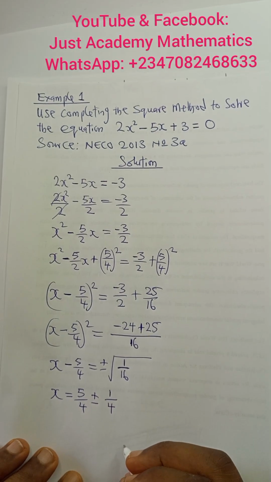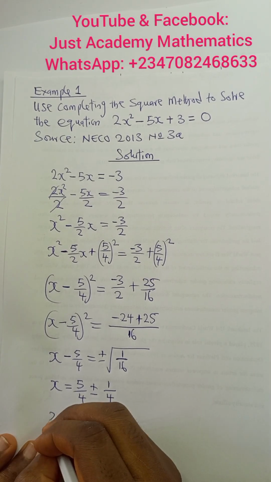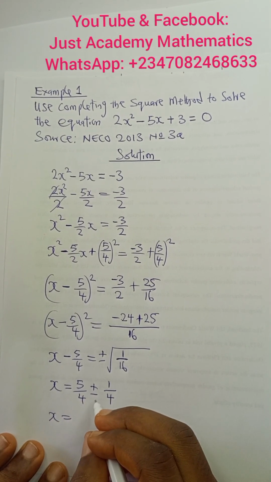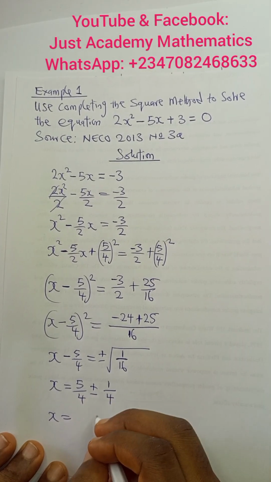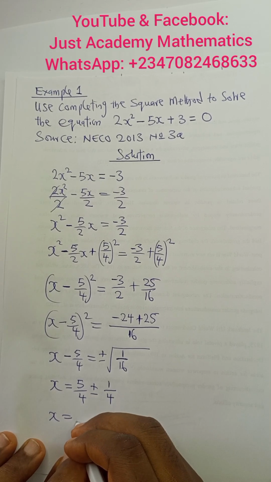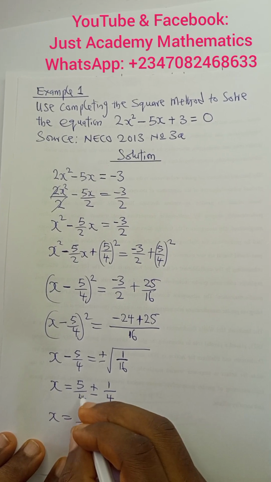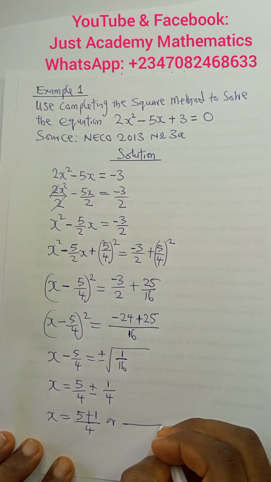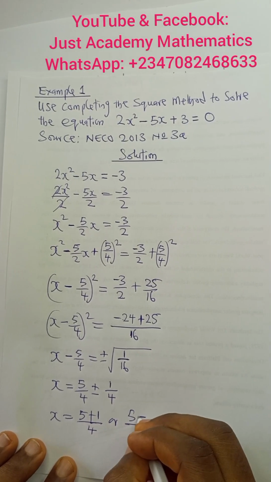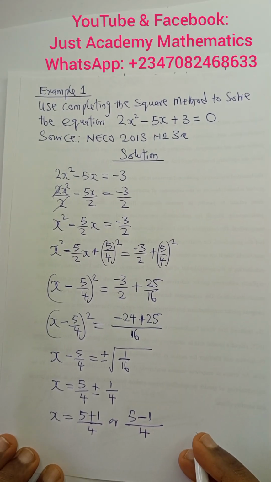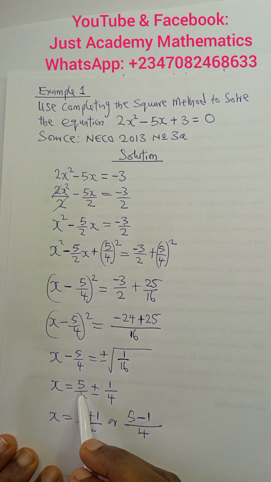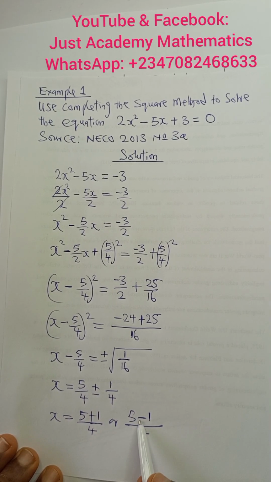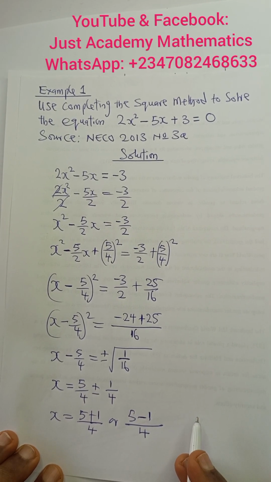So we can now conclude by saying that the answer equals, of course, we know that the LCM will be 4. So we have 4, then 5 plus 1, or we have 4, then 5 minus 1. So you separate. The first possibility is plus, the second possibility is minus. We'll separate both of them.